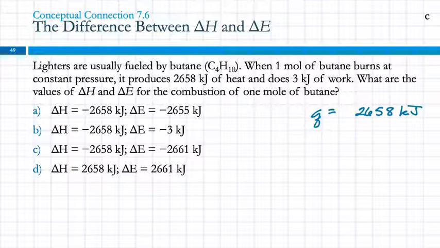So here we're talking about the combustion of butane. We're looking at the reaction. Sometimes it's not clear what we mean as the system and what we mean as the surroundings. So if it's uncertain, it's always the reaction. So the reaction produces, the reaction gives off. So this is a negative. So Q is negative. And it says it does 3 kilojoules of work.